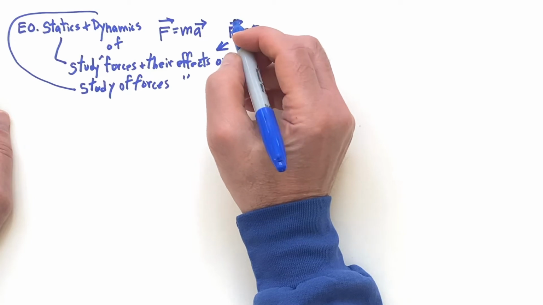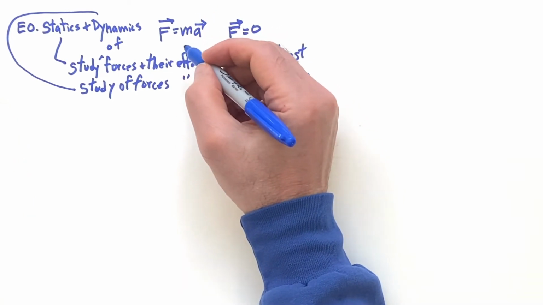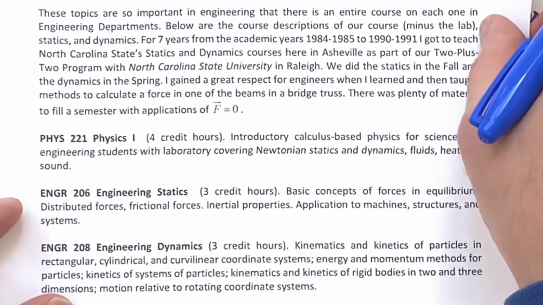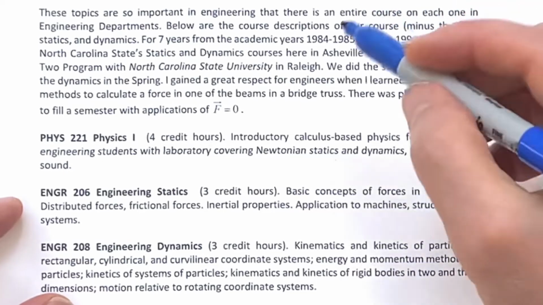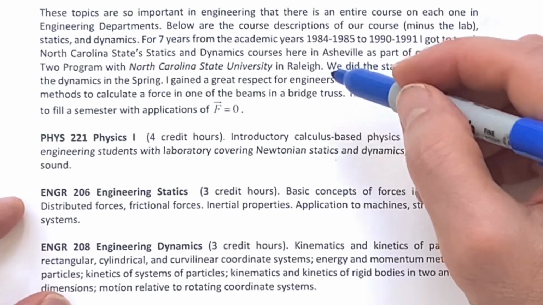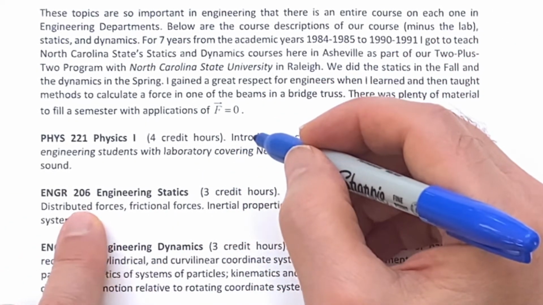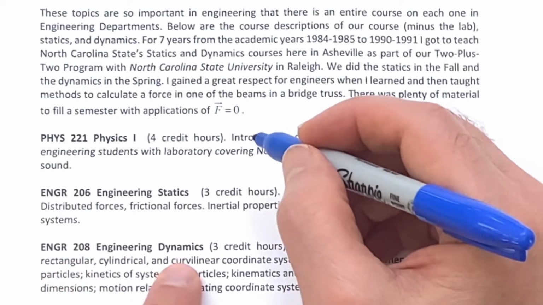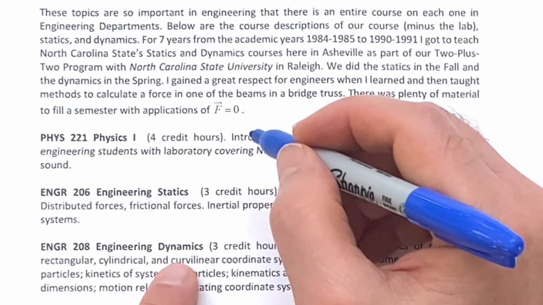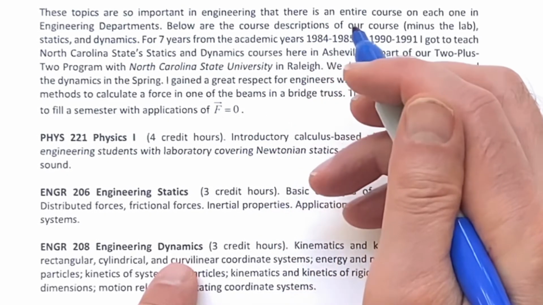And I enjoyed the opportunity to teach statics and dynamics for 7 years with the NC State program and UNC Asheville. That's North Carolina State University in Raleigh. The courses were engineering statics, engineering 206, and engineering 208, engineering dynamics. So I enjoyed my 7 years as an adjunct professor of engineering at NC State.